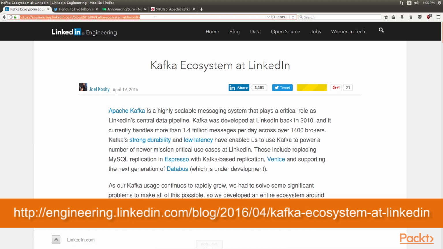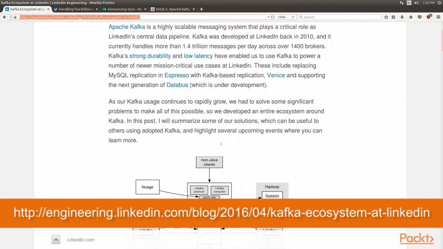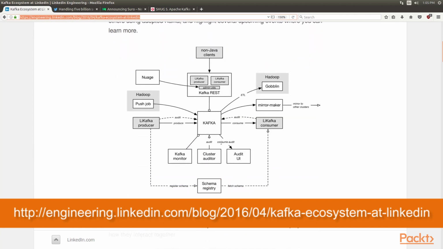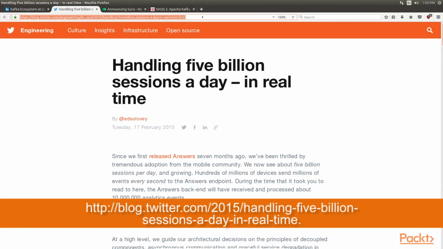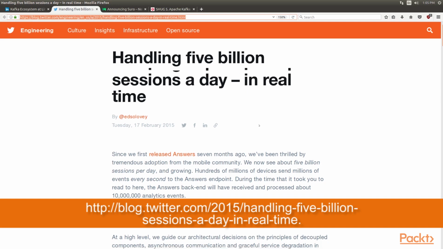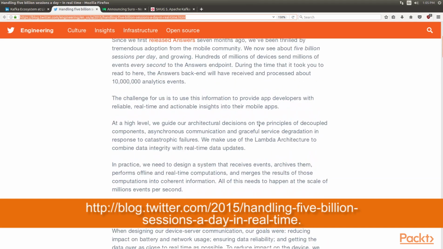All this seems good, but who is using Kafka today? Here are some examples. LinkedIn, used for activity stream and operational metrics. Can you imagine today's LinkedIn newsfeed without Kafka? Here's more information. Twitter, the Twitter whale is a new unicorn. Handling 5 billion sessions a day in real time requires Kafka as their stream processing infrastructure.